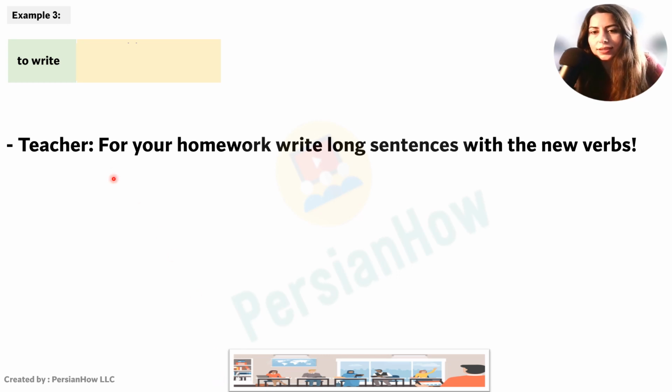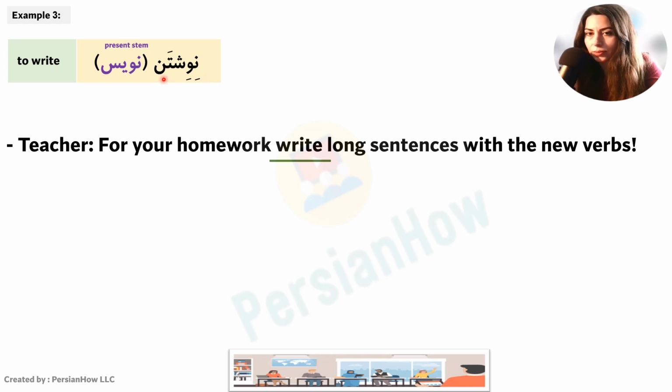Next sentence. Now the teacher is telling the student, for your homework, write long sentences with the new verbs. This is actually a very common homework I give to my students. I always ask them to write long sentences. It's actually a very helpful exercise. All right, what is the verb here? The verb is to write. So to write in Farsi is نوشتن. نویس is the present stem.